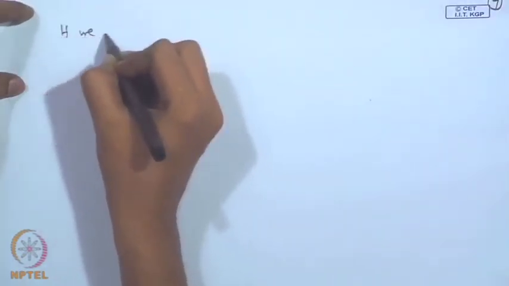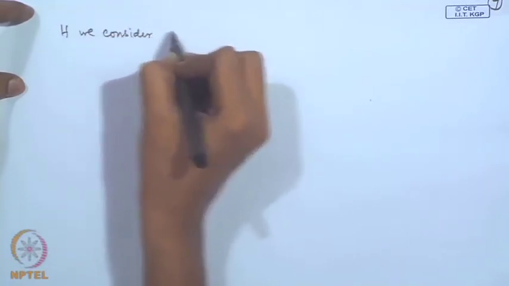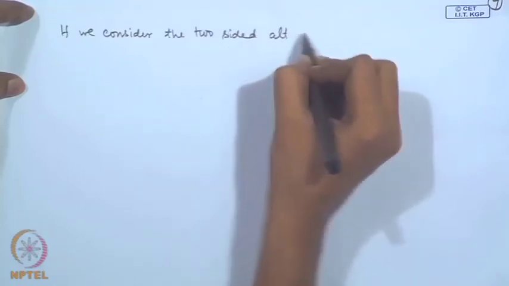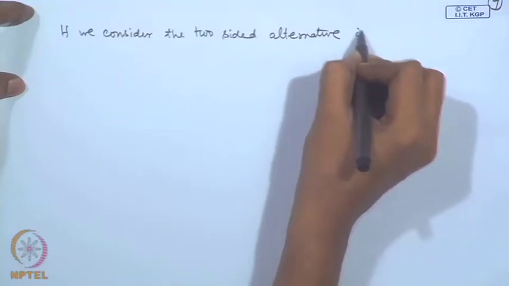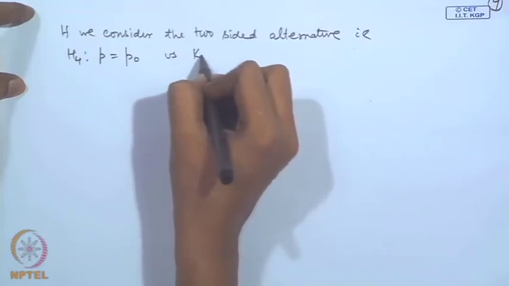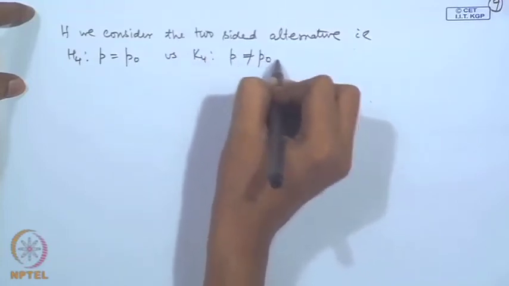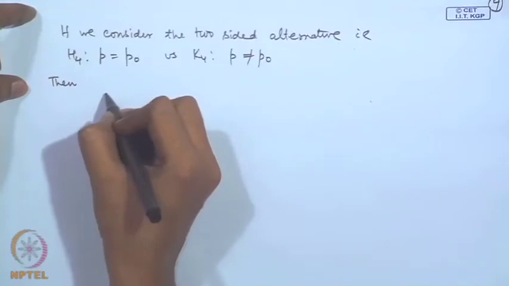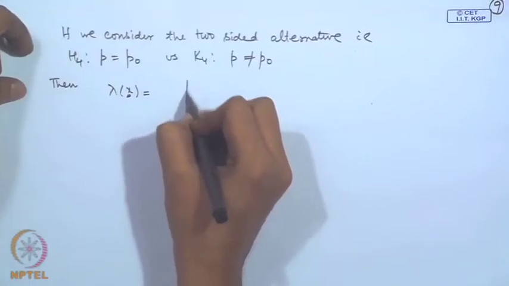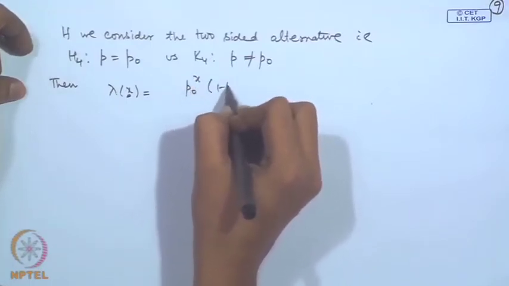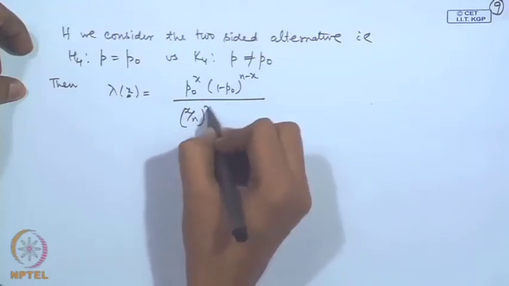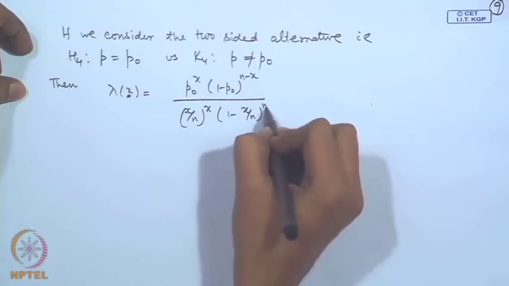If we consider the two sided alternative, that is H4: P is equal to P naught against K4: P is not equal to P naught. In that case, lambda x is simply P naught to the power x, 1 minus P naught to the power n minus x, divided by x by n to the power x, 1 minus x by n to the power n minus x.